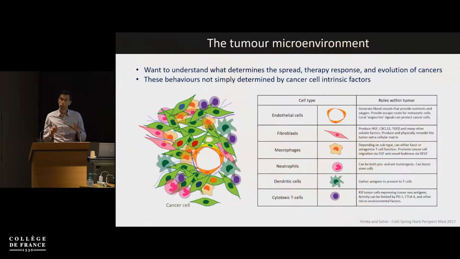And actually, it's the combination of the genetic alterations and changes in the transcriptome of those cancer cells here in green, interacting with the extracellular matrix and all these other cell types in various different colors, that really gives rise to the phenotype or the behavior of the cancer. And we're particularly interested in spread, therapy response, and, as I'll get on to in the second part of my talk, the evolutionary dynamics in these cancer models.